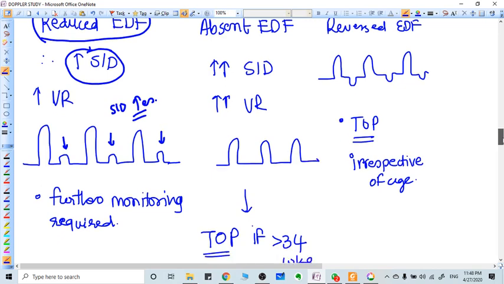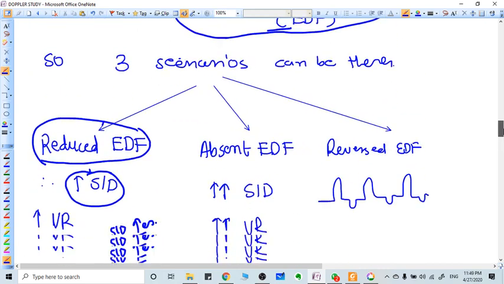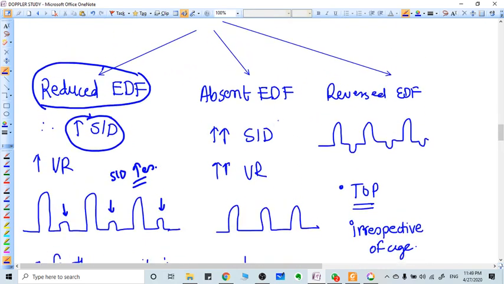What we need to do is very close monitoring of the fetal status with the help of NSTs and cardiotocography and like that. We need to monitor this baby. There is a risk.